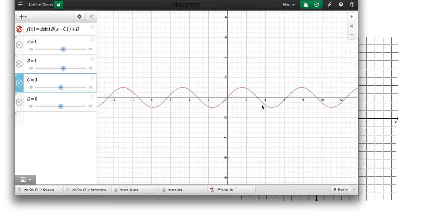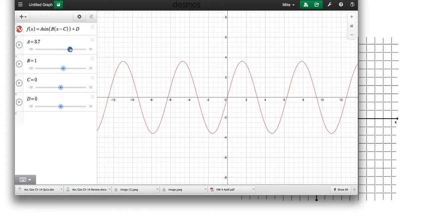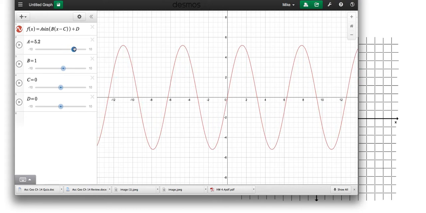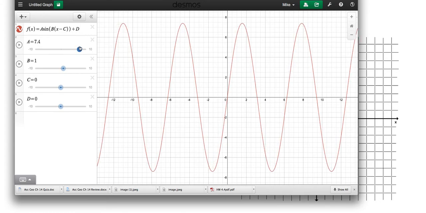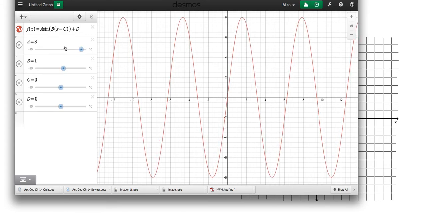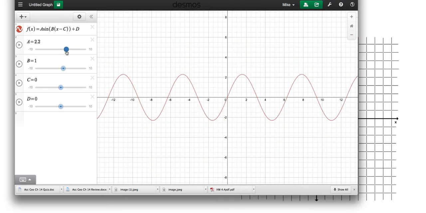So we said that A is the amplitude. So that means that as I take this slider and I make A bigger and bigger and bigger, we see that the midline doesn't change. The center of the graph stays the same. It does not move left or right, but the amplitude increases. The waves get longer, and the height right here increases. So that's what the amplitude is. And as the amplitude gets lower, these waves get smaller and smaller and smaller.